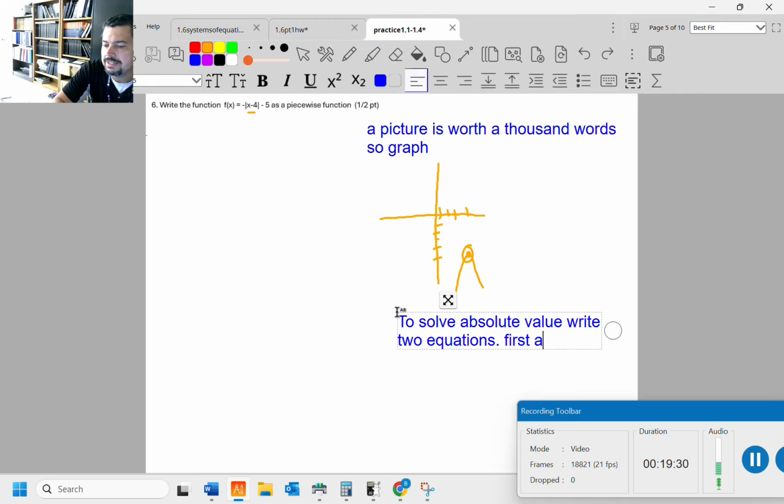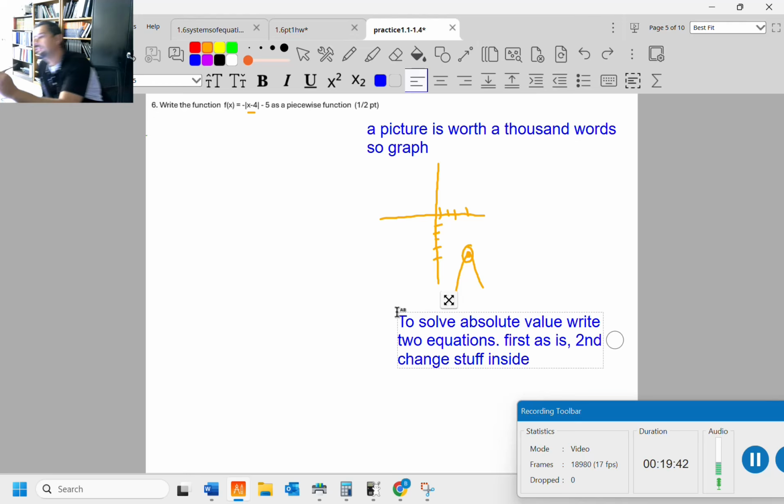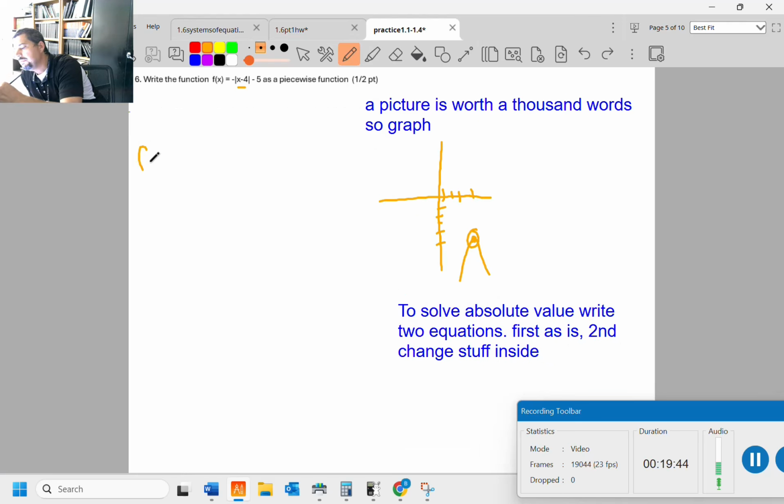The first is as is. On the second, we change the stuff inside. That's what we'll do. We'll break it into two distinct pieces by doing the rule we do for solving. The first piece is as is, so negative, and this might be a little interesting. Negative x minus 4 becomes negative x plus 4 and then minus 5. And let's clean that up.